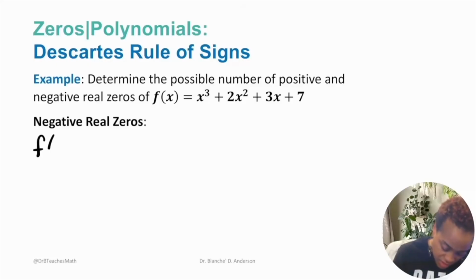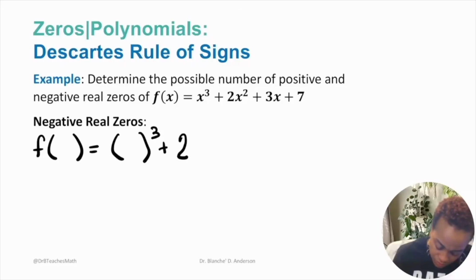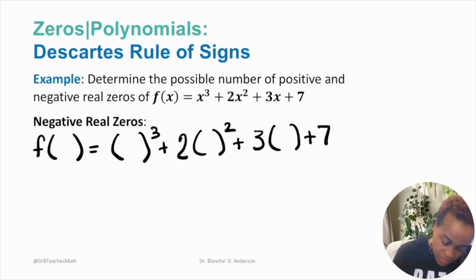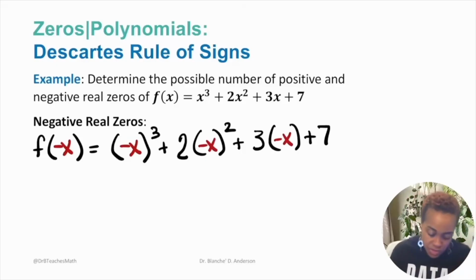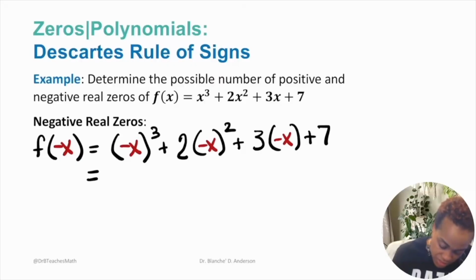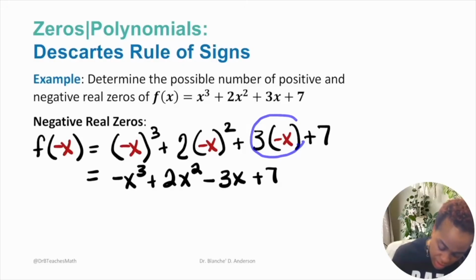So f of negative x, and I'm just going to write it, cubed, squared, plus 7. We're going to substitute negative x. So negative x, negative x, negative x. I took negative x and I substituted it into every single x. This comes out to be negative x cubed, right? This is going to be 2x squared minus 3x plus 7, because this is multiplication. Okay, you're multiplying. This comes out to a positive x squared, and you're multiplying.